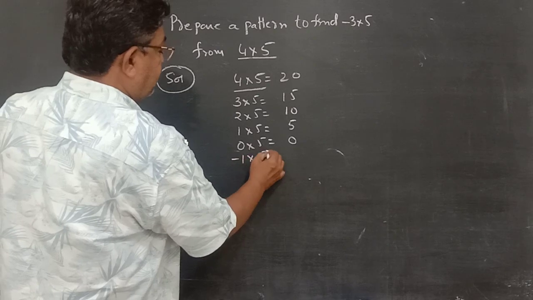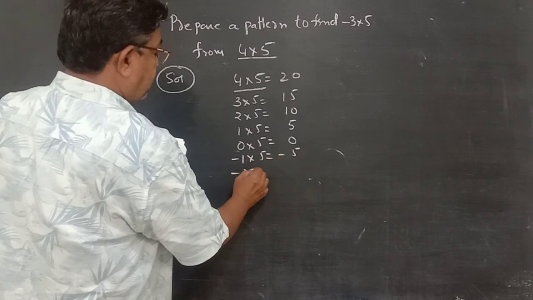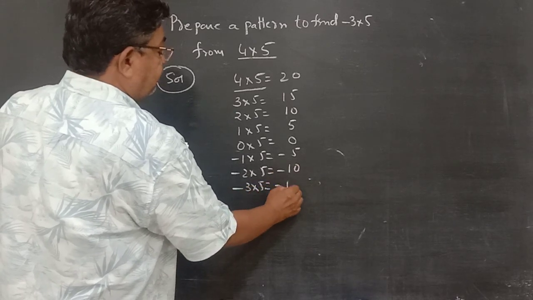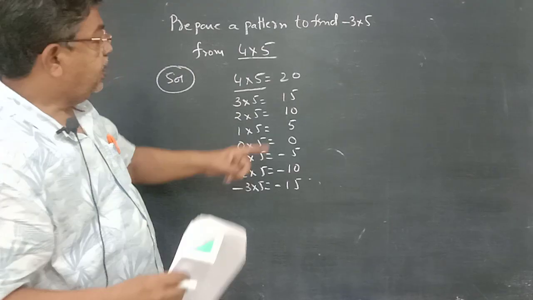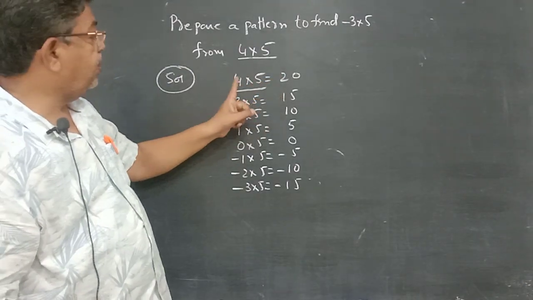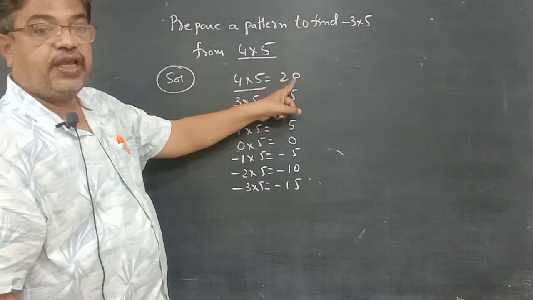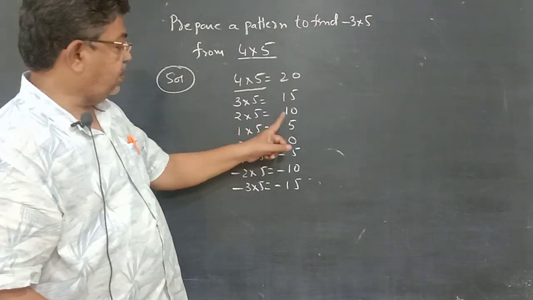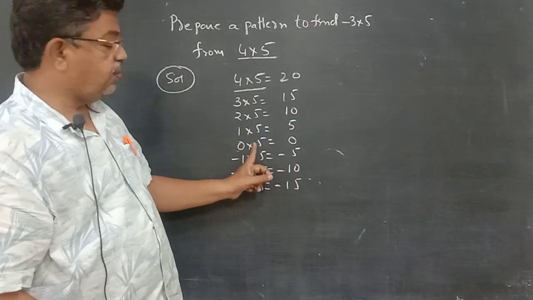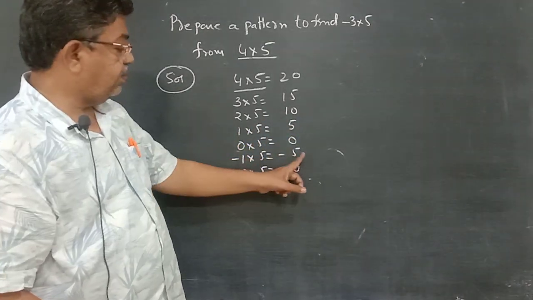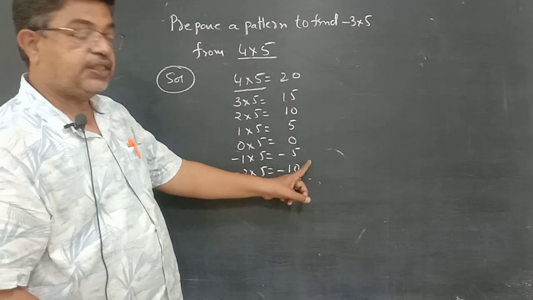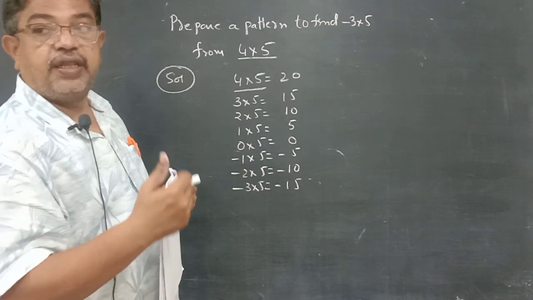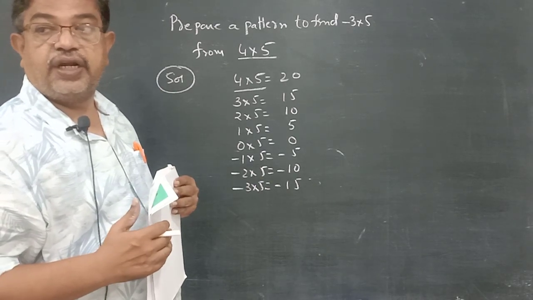Minus 1 into 5 equal to minus 5. Minus 2 into 5 equal to minus 10. And minus 3 into 5 equal to minus 15. So, if you observe the pattern, each time the value is decreased by 5. When you take 4 into 5, it is 20. 3 into 5, it is 15. 2 into 5, it is 10. 1 into 5, 5. 0 into 5, 0. Minus 1 into 5, minus 5. Minus 2 into 5, minus 10. And minus 3 into 5, it is minus 15. So, each time the value is decreased by 5 units.